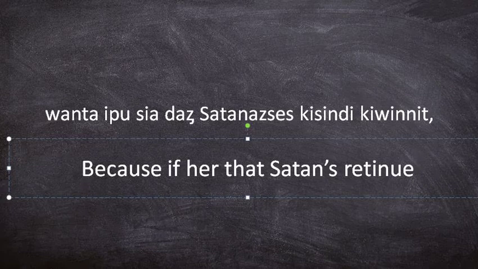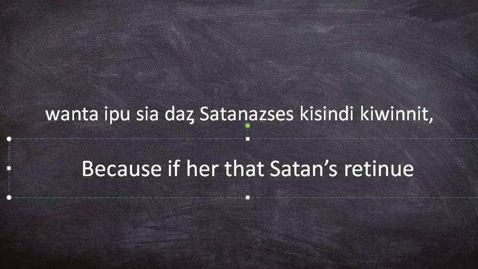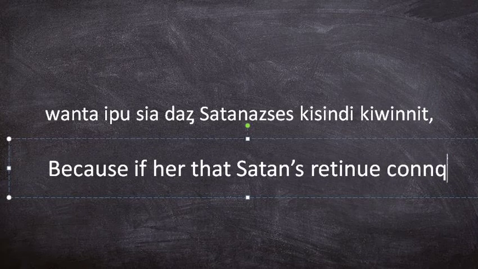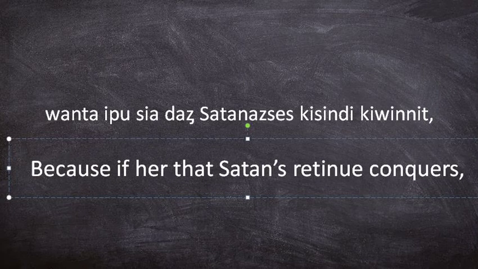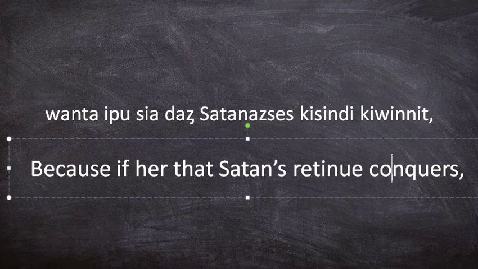Anyway, so because if her, then Satan's men, or I guess retinue, kiwinnit, this means conquers. A literal translation would be wins, because we have winnit, and this is what would be the GE prefix, or GI, no, well, KI prefix, we got a dialectal thing going on. We've got a K there. Cool, but let's move on.